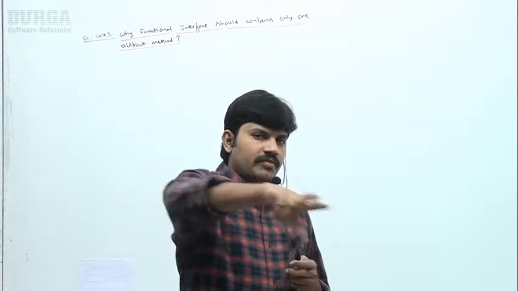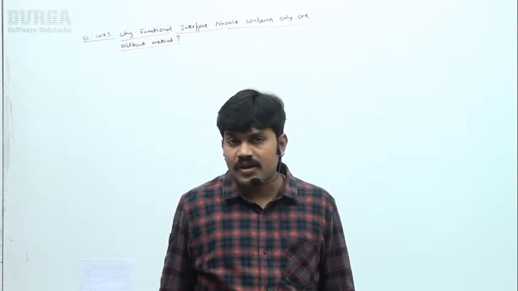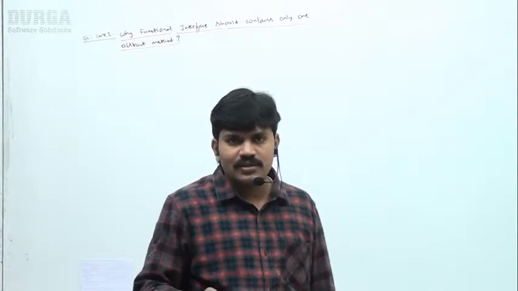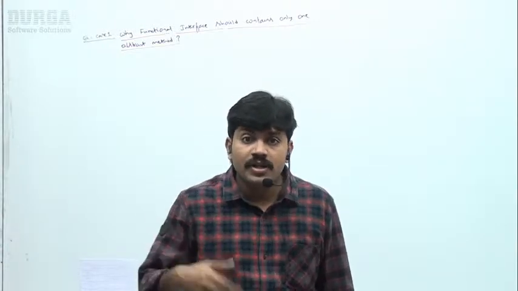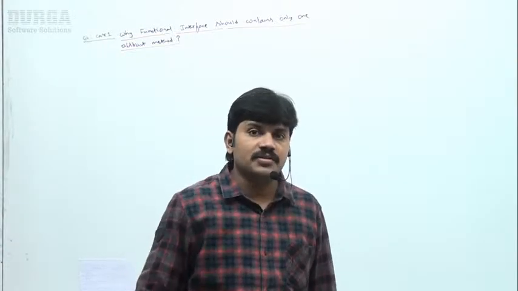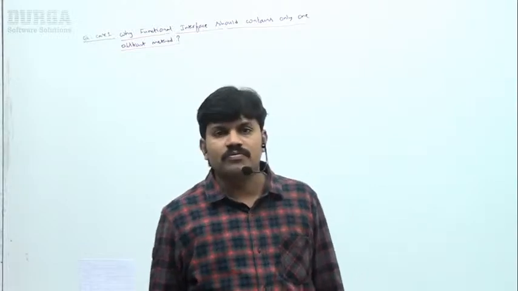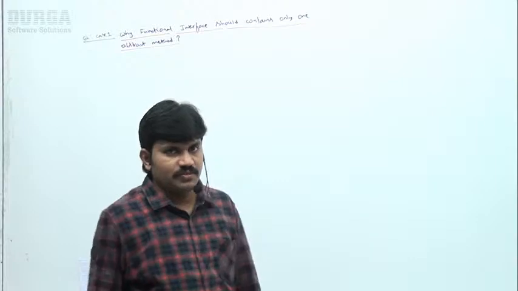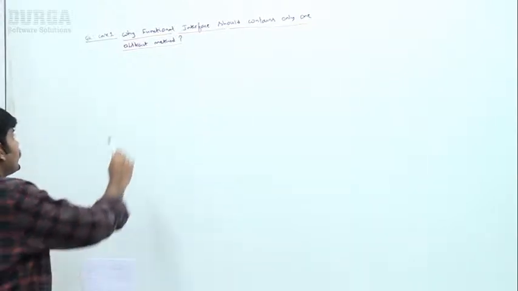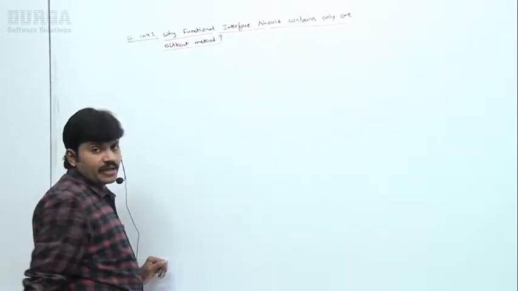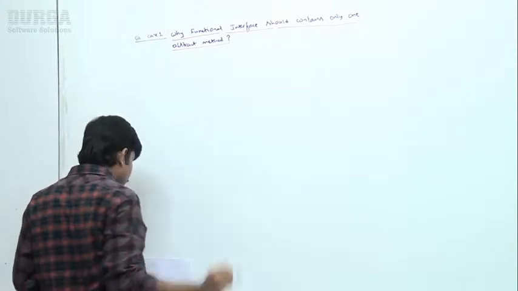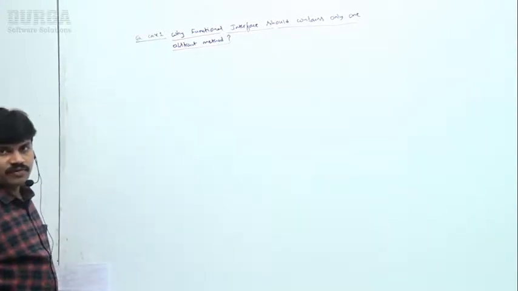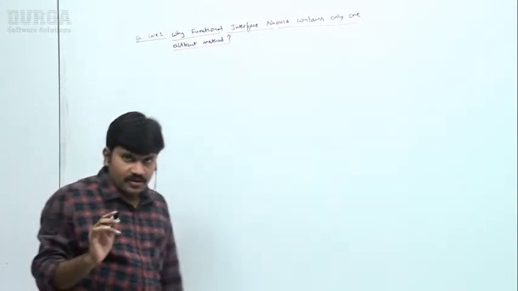Why don't you think in reverse? Why should a functional interface contain only one abstract method? If it contains multiple abstract methods, what will happen, sir? What is the problem? Why should it contain only one abstract method? The reason I will explain, just observe that. What is the reason for that? I have to explain. Are you getting that? Okay?